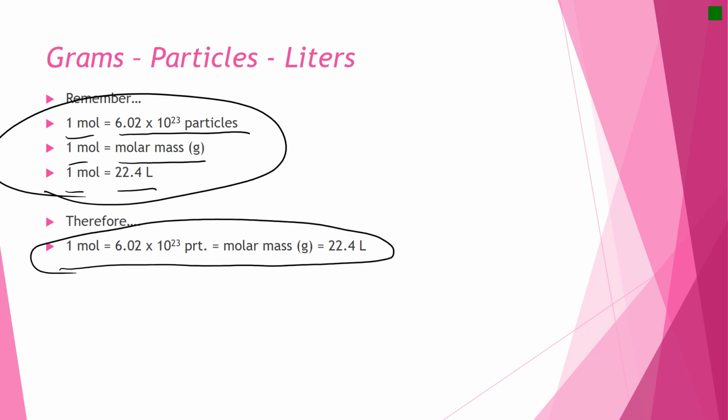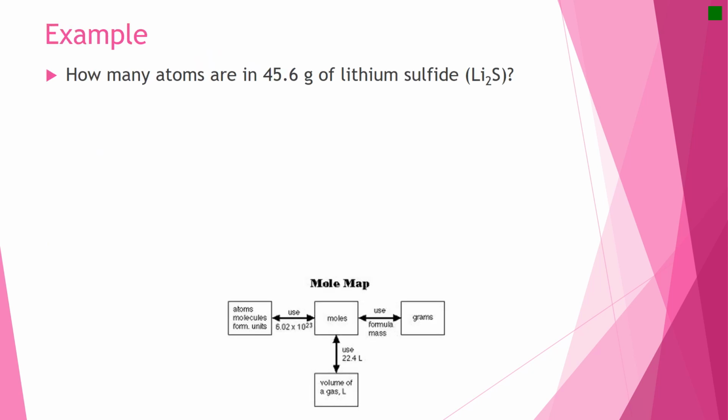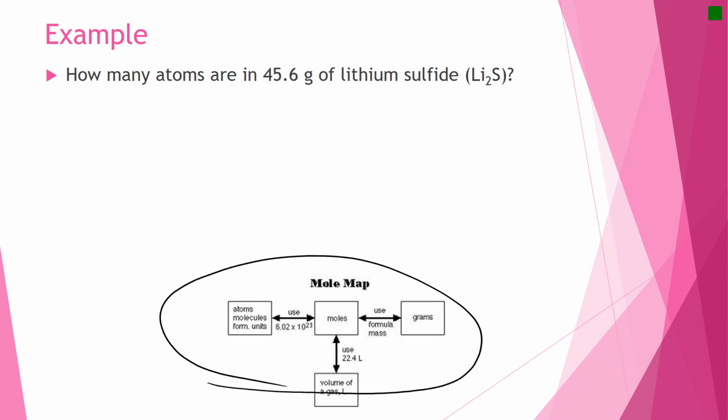So if I said I have 6.02 times 10 to the 23rd atoms of a substance, that means if it's a gas at STP, I also have 22.4 liters of that. Okay, so they're all equivalent. What you're going to need to do for this is use this type of mole map. Now you will have this mole map memorized, but it's just kind of nice to follow along.